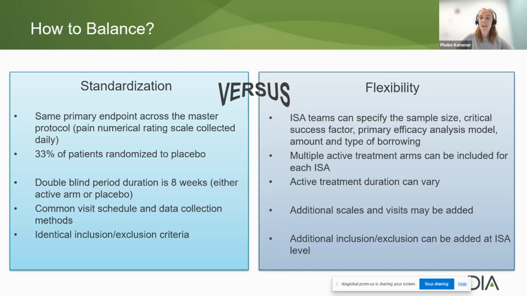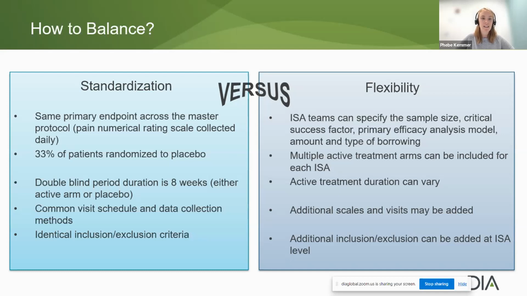But each ISA can specify the sample size of the trial. They can determine the critical success factor they want to use. They can specify their primary efficacy analysis model and how much treatment effect or placebo borrowing they choose to perform. The standardized side says we always randomize 33% of patients to placebo within each ISA, but we also have the flexibility to include multiple treatment arms for each ISA if that's desired for a certain asset.